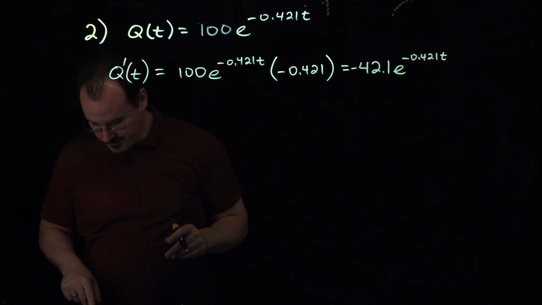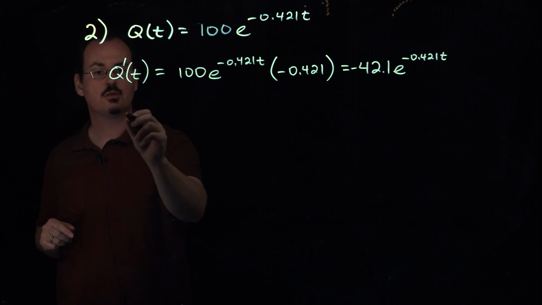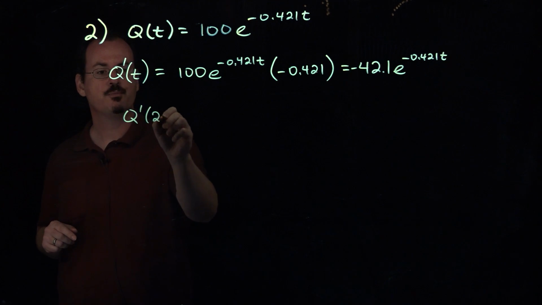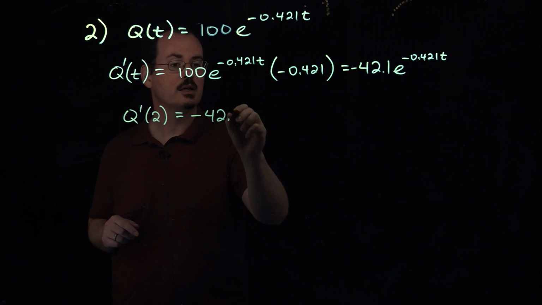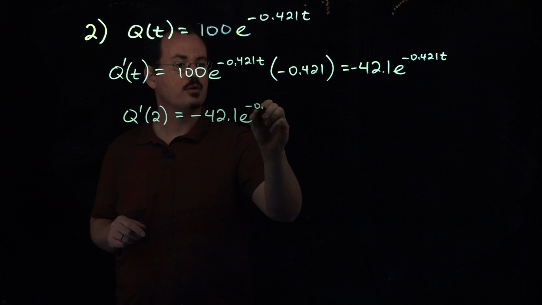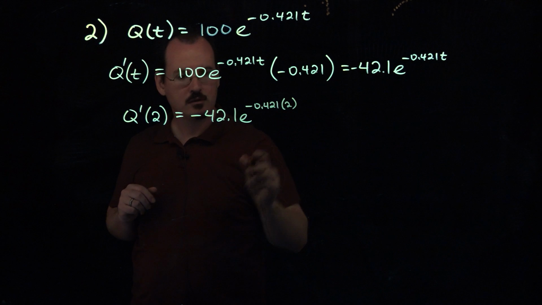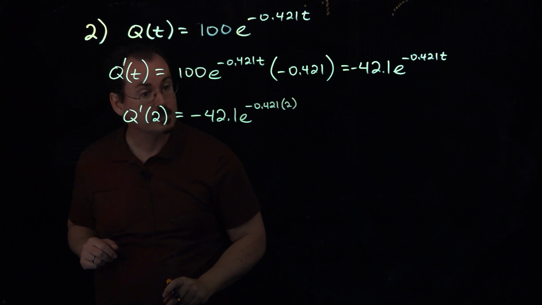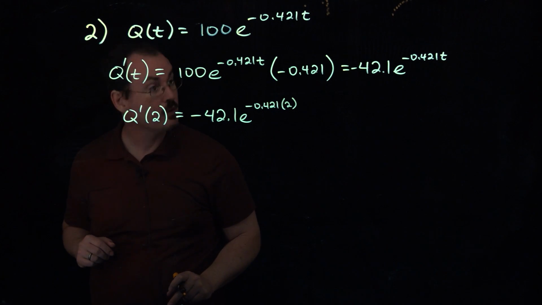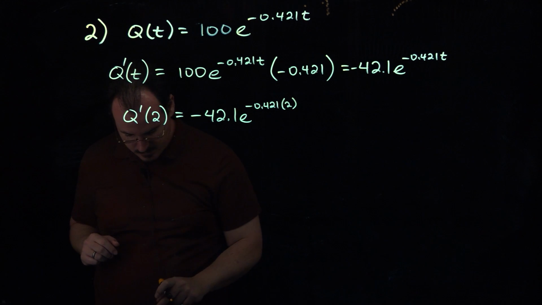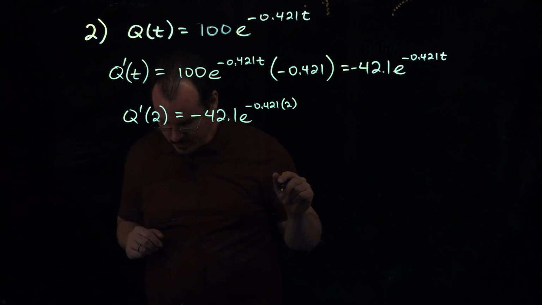The question is, find the rate of change of the quantity after 2 years. So what we're going to look for there is Q prime of 2. That means I just want to plug in 2 into this function, so I get negative 42.1 e to the power of negative 0.421 times 2. Plug that into the calculator. We get, let's see, negative 42.1 times e to the power of negative 0.421 times 2. And that gives us negative 18.1.